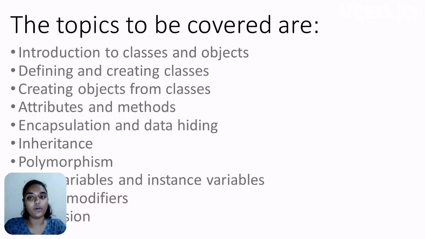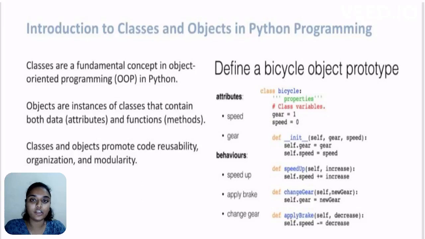The topics to be covered in this session are introduction to classes and objects, defining and creating classes, creating objects from classes, attributes and methods, encapsulation and data hiding, inheritance, polymorphism, class variables and instance variables, access modifiers, and at the end, the conclusion. Now let us start the session.